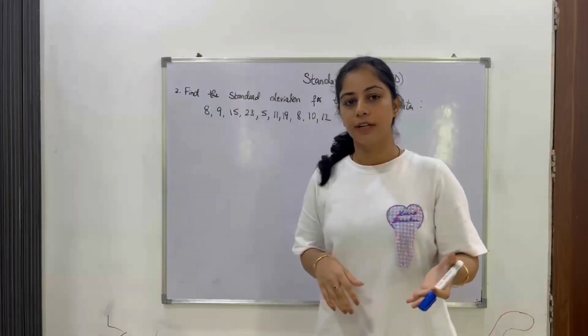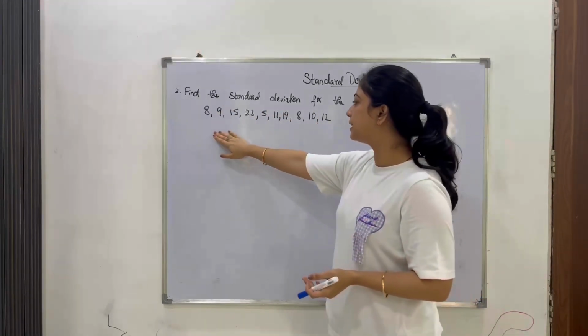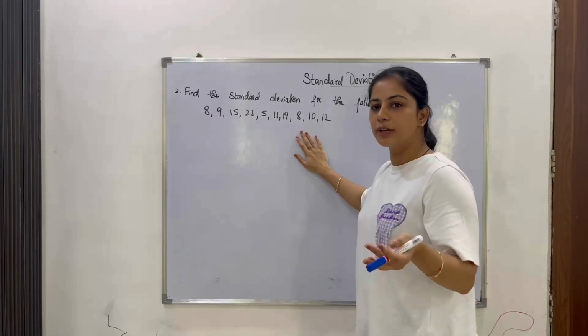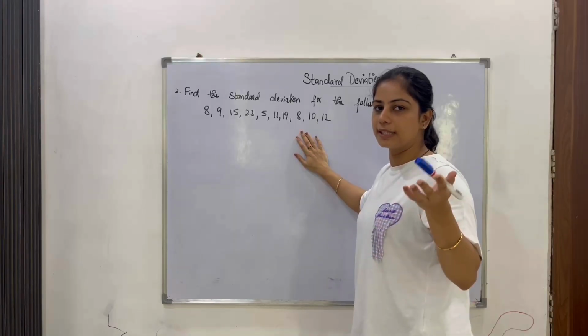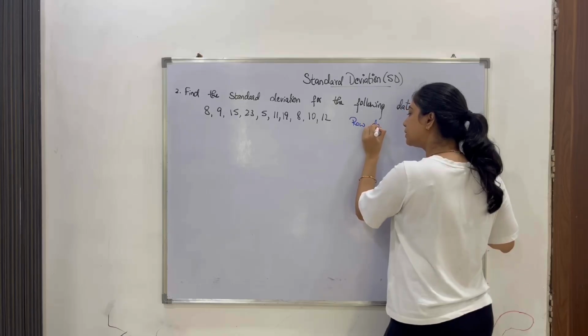Okay, let us look at the second question. Find the standard deviation for the following data, and these are the numbers given to us. While looking at the data, we understand that this is nothing but raw data. So, let's write down the formula first for the raw data.